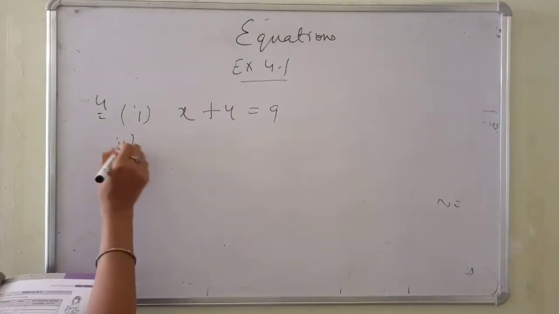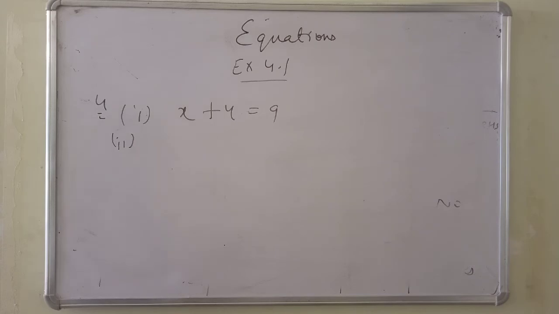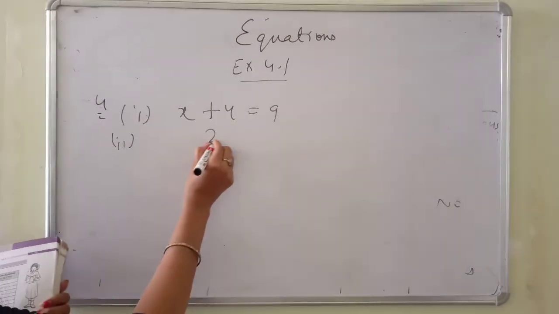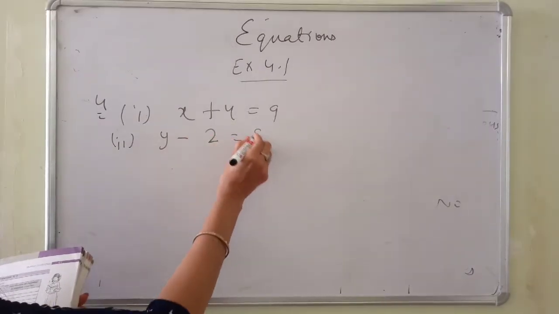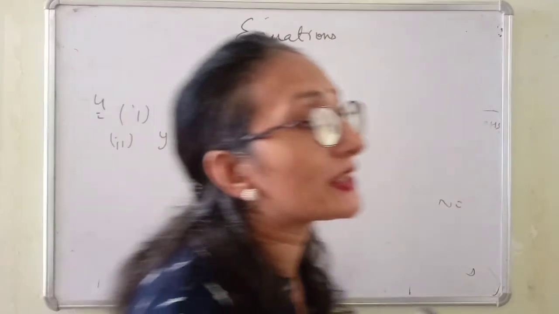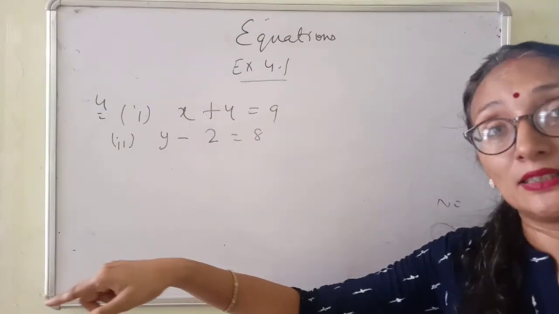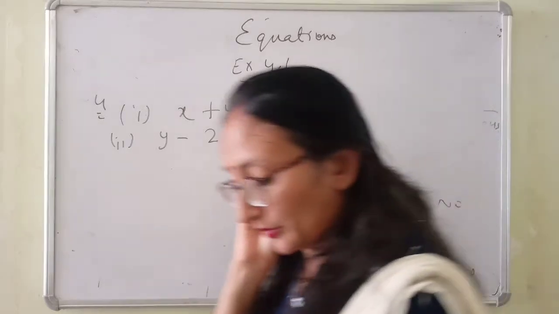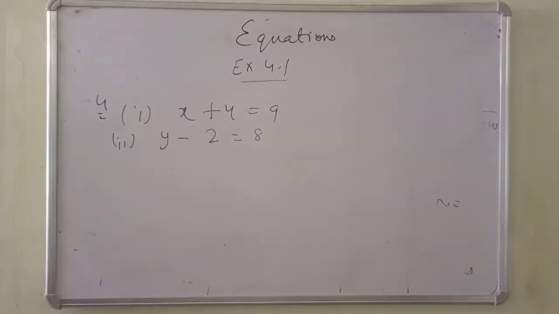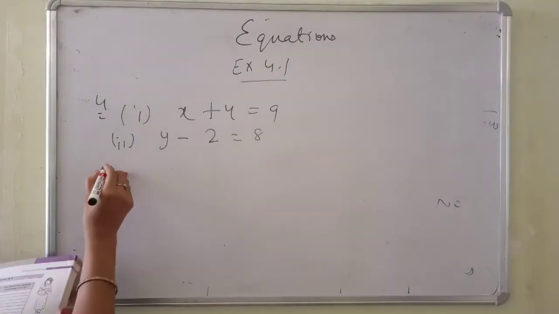Second is 2 subtracted from y is 8. यहीं पे बच्चे गलती करते हैं. They will write 2 minus y. No. 2 is subtracted from y. So whatever is written after "from" we have to write first. From के बाद जो लिखा होता है उसको पहले लिखना है.